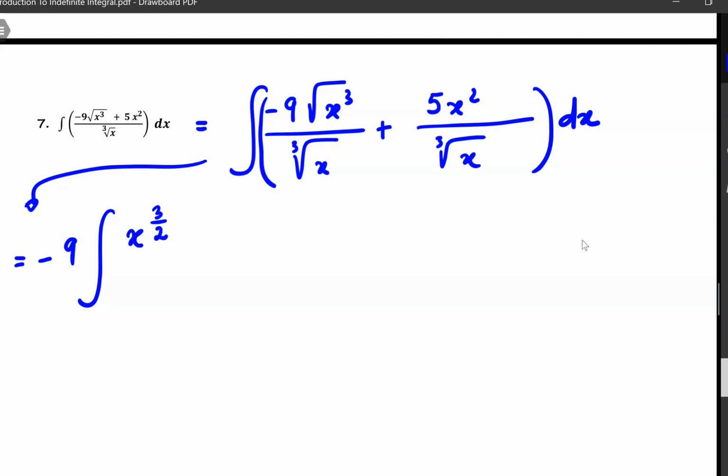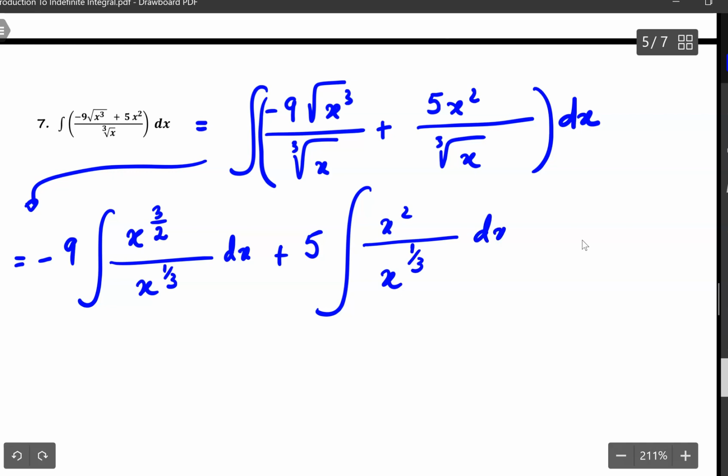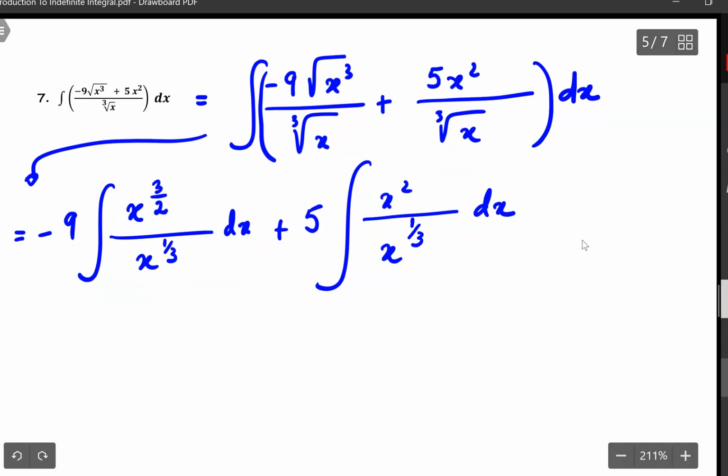At the same time, I want to remind everyone that the cube root is x raised to the exponent 1/3, and here's dx. Plus 5, bring 5 across the integral sign, I will have x squared divided by x raised to the exponent 1/3, and also dx. Now I will perform the operation: if I divide two powers with the same base, I can subtract the two exponents.